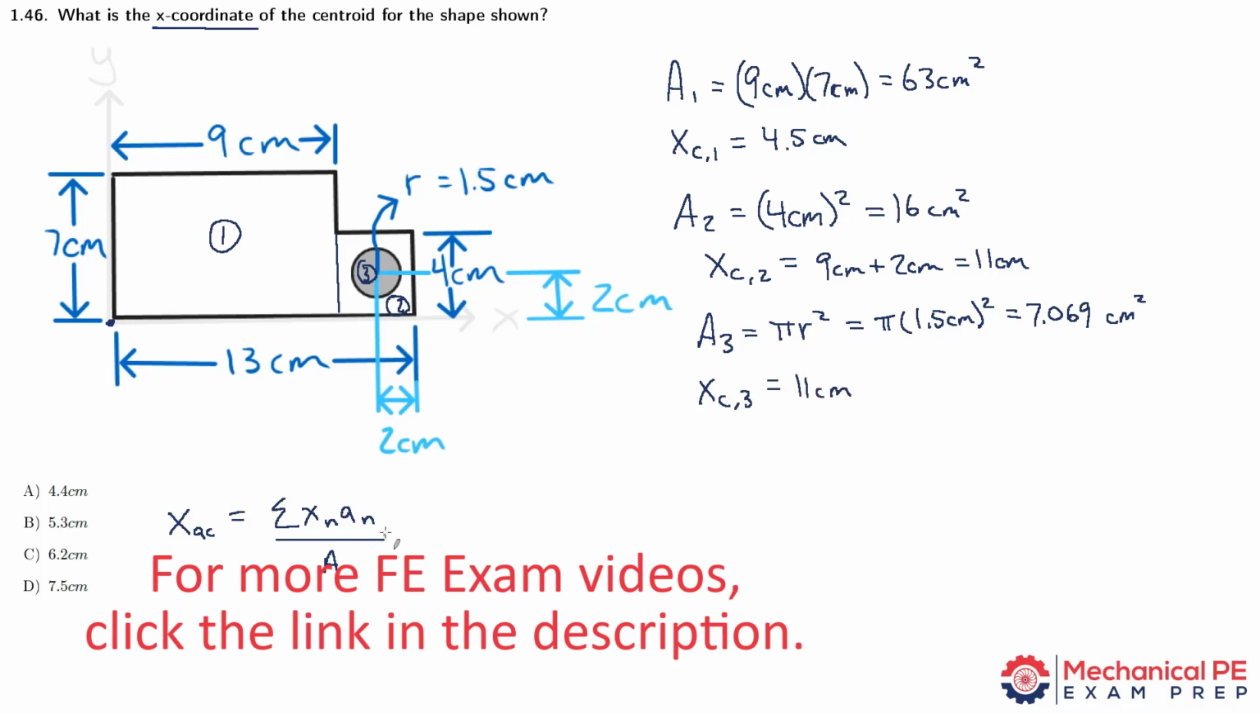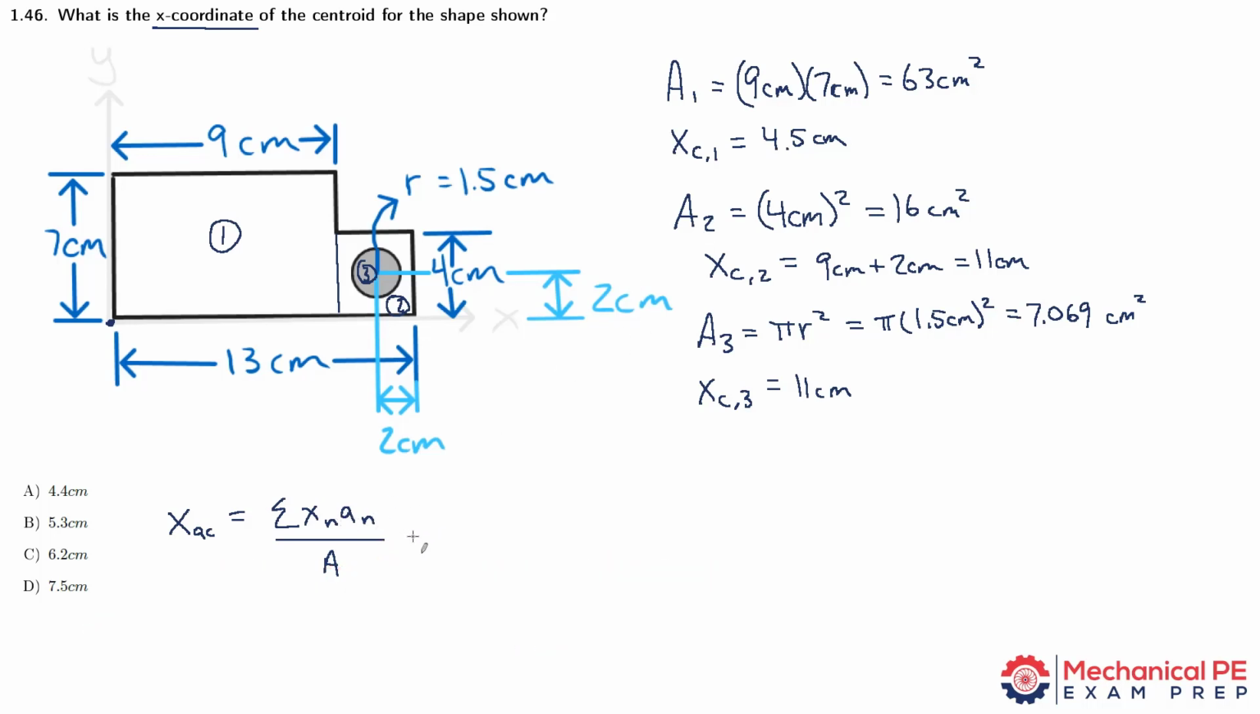And now to put this all together, we're going to plug directly into this formula. So there's going to be a term for each area. And for the first area, 4.5 centimeters times the area, 63 centimeters squared. For the second area, plus 11 centimeters for the location of the centroid, times the area, which is 16 square centimeters. And now lastly, for the hole, we are subtracting. Very important. That's the easiest way to get this one wrong. Centroid's location is still 11 centimeters, just like the square, and the area is 7.069 centimeters squared.